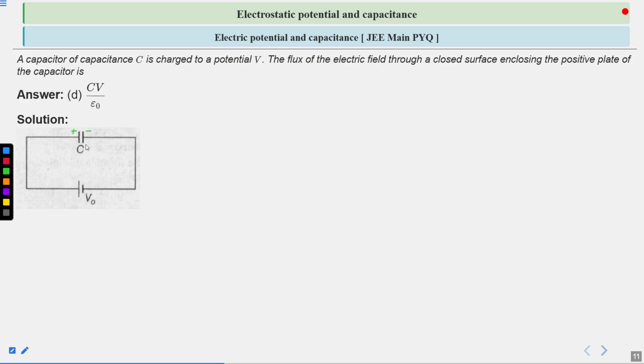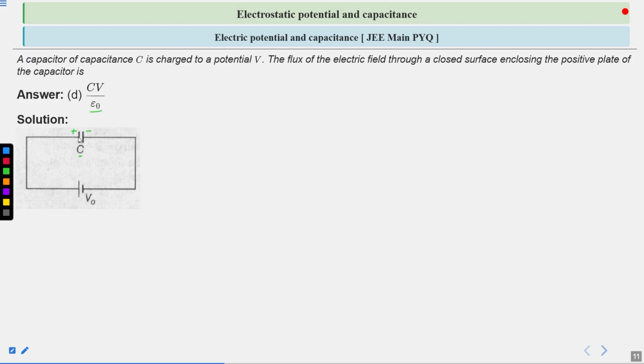We only take the charge which is present on the positive plate. We can say charge on the capacitor is Q. Okay, so the flux of the electric field through a closed surface enclosing a positive plate of the capacitor is CV by epsilon naught. This is the answer.